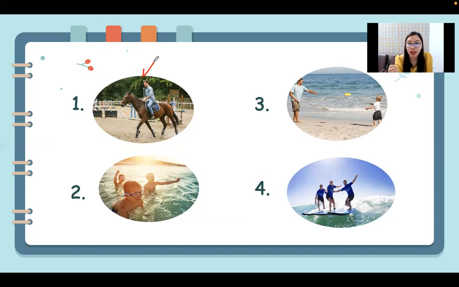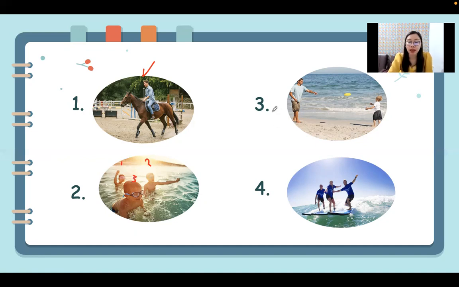Ride a car, ride a horse. Okay, so what is the past participle of ride? You need to look at it in your phone dictionary or in Google. All right, number 2, there are 1, 2, 3 kids in the picture. So is it has or have? And what are they doing? They are swimming, swim in the sea. So what is the past participle of swim?